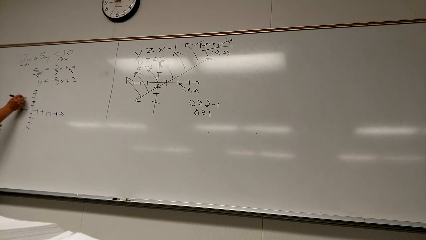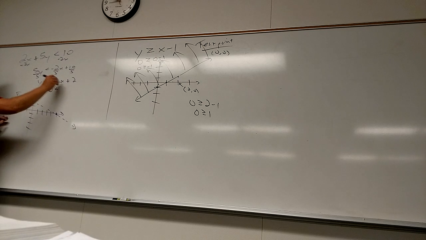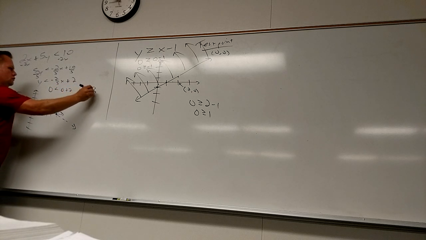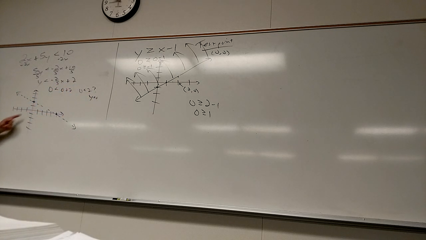So this is going to be a dotted line. And now you can either just say less than, so I'm going to say down. Or you can put 0, 0. Is 0 less than 2? Yes. So if I use a test point, 0, 0, that'll be 0 less than 0 plus 2. 0 less than 2, yes. That worked. Therefore, I shade down.